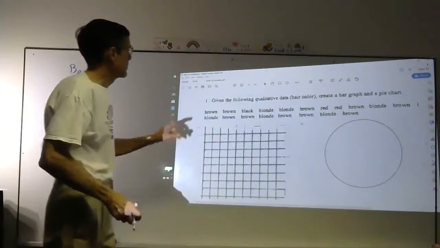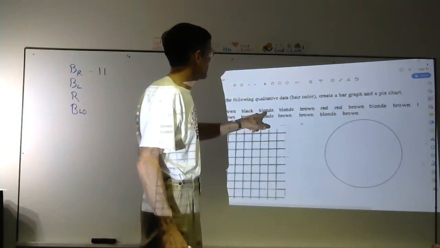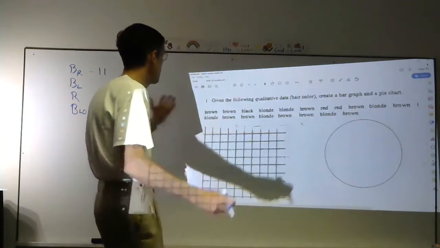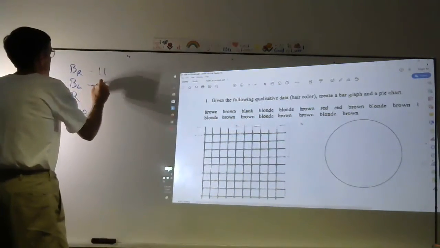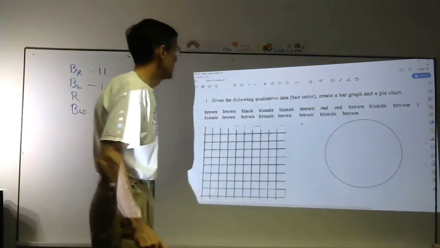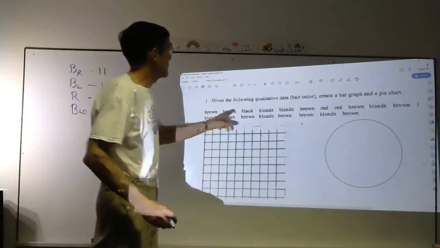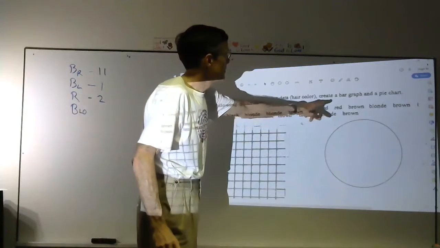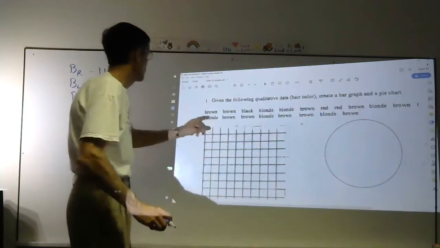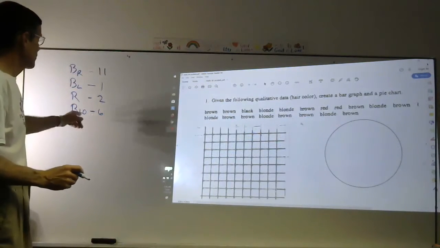Now, how about the black ones? The black ones, as far as hair color here, we've got 1. So 1 black. Red hair, we have 1, 2. 2 reds. And how about blonde? We have 1, 2, 3, 4, 5, 6. Okay? So we have 6 blondes.